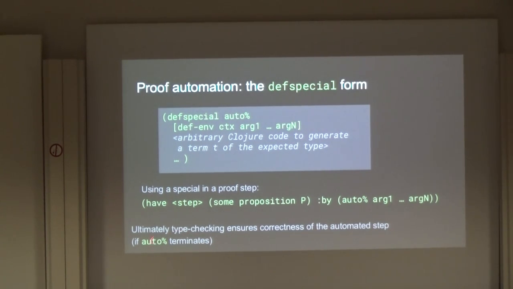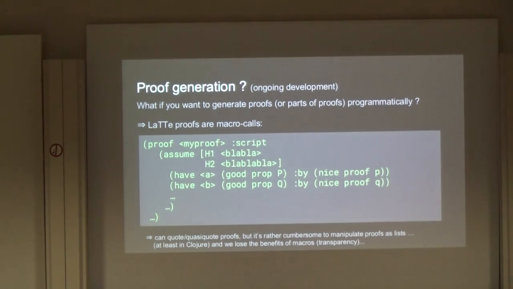Only if your algorithm does not terminate, your proof step will not terminate. That's the only risk when you do this. So it's typically a Lisp way of doing things, right? You have a hook in your DSL, and you can write Lisp code in your DSL.